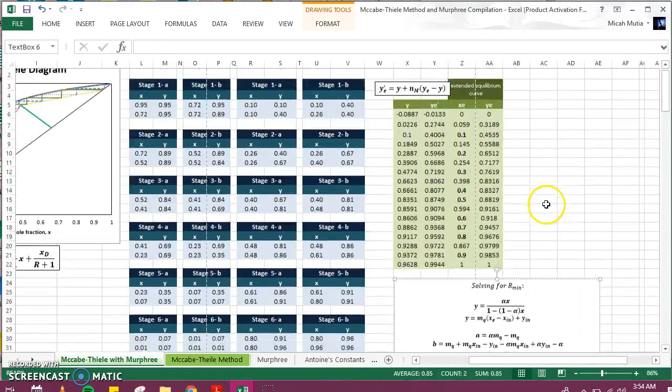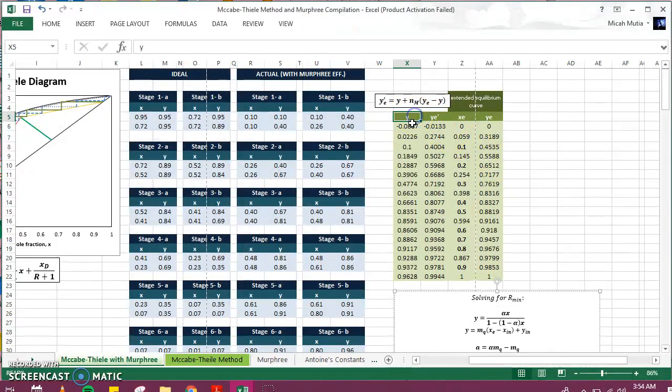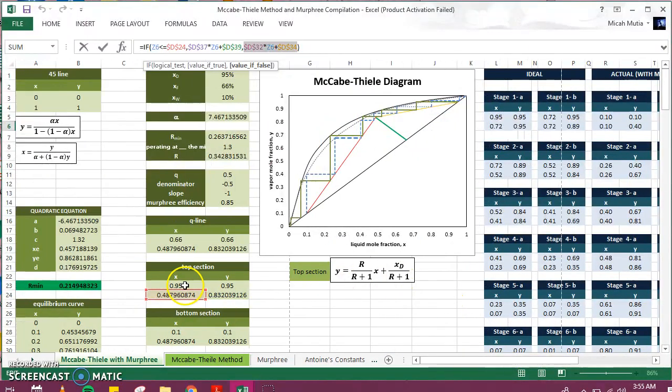Then for the values of Y, we use an if conditional statement. If the X value of the equilibrium data is less than or equal to the X coordinate of the intersection of the rectifying line and the stripping line, the vertical line will fall on the rectifying line. And if it is greater than, it will fall on the stripping line. The X coordinate can be seen here. This goes all throughout the stages.